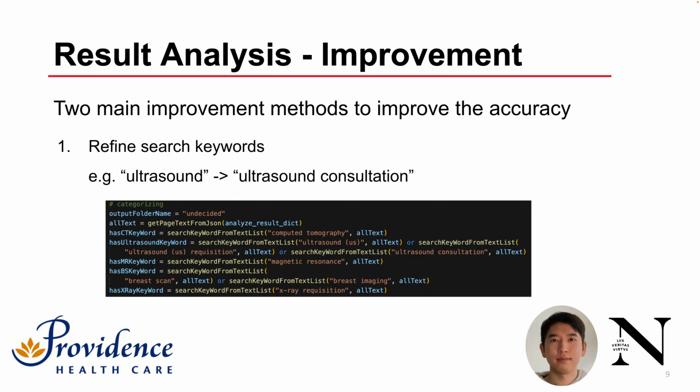First, the search keyword gets refined. For example, the keyword ultrasound was used to classify the ultrasound type of document, but some other types of file may also contain this keyword. So the team further improved this by using the unique keyword ultrasound consultation instead, because a more specific and longer unique keyword will have less undesired collision.